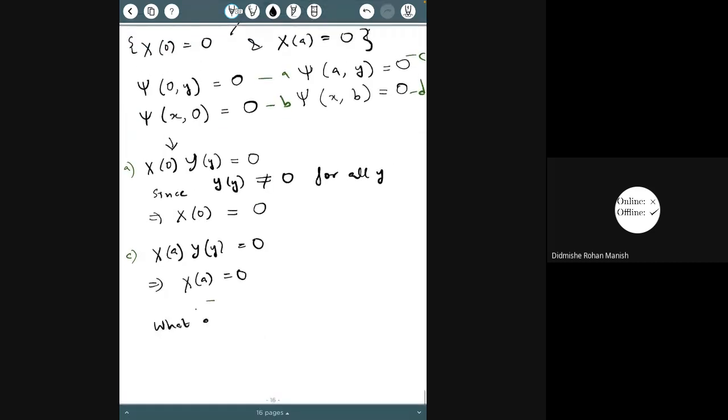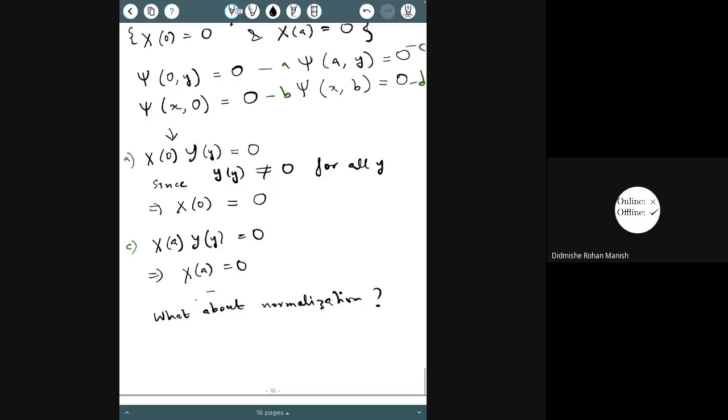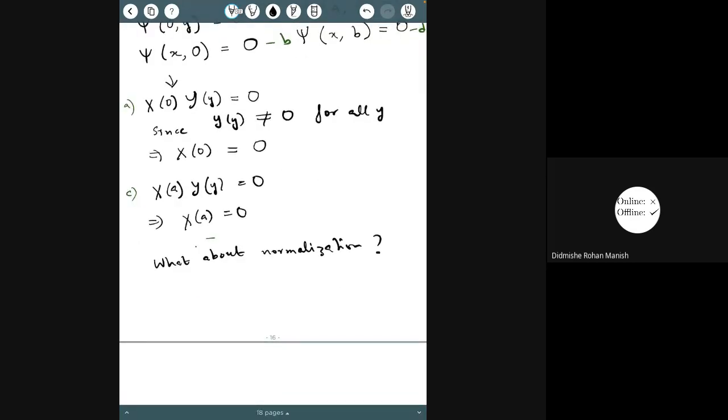What about normalization? So the normalization condition in this case is basically a double integral from 0 to b and 0 to a of mod psi x y square dx dy, equal to 1.